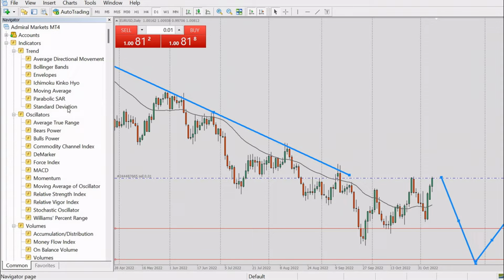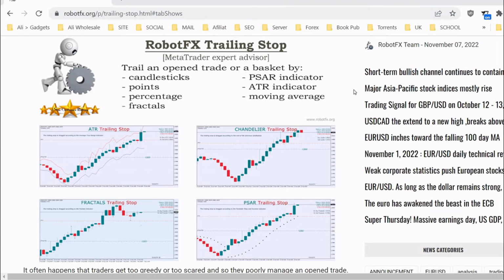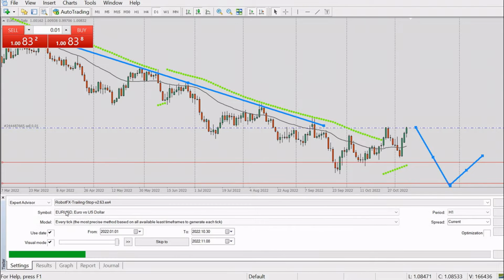And there are many ways to trail the price. One of them using the moving average, another one using the PSAR indicator. There are other indicators that can be used, and I will talk about them in the next part of the video. To make this easier to understand, I'm going to use the RobotFX Trailing Stop Expert Advisor that can also be downloaded for free, by the way. It's an expert advisor that can trail the price using various methods listed here. Trail by using the PSAR indicator, the ATR indicator, trail the price using moving average, classic candlesticks, points, pips, and so on. And let's go to the chart now and open the strategy tester.